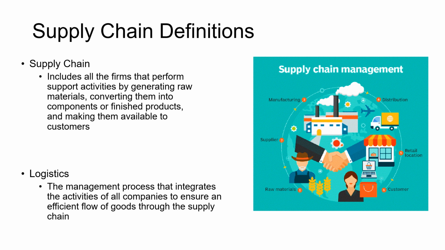Supply chain definitions. Supply chains include all the firms that perform support activities by generating raw materials, converting them into components or finished products, and making them available to customers. Logistics is the management process that integrates the activities of all companies to ensure an efficient flow of goods through supply chains.